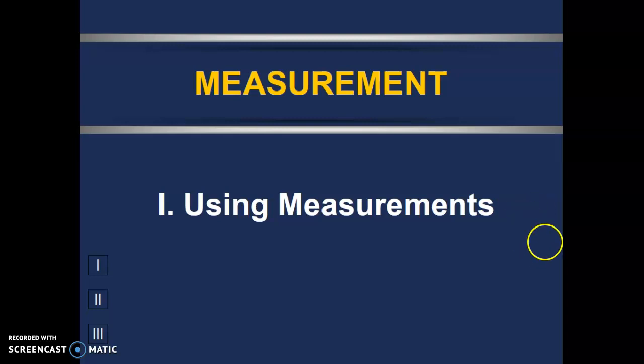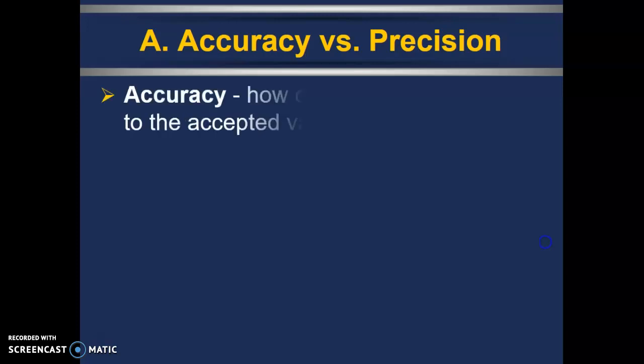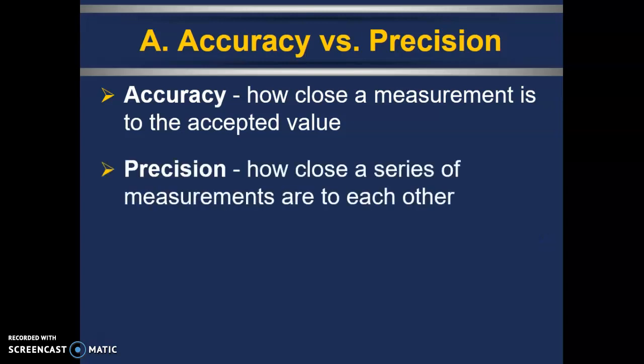Okay, so let's start with a couple of terms you may have heard before: accuracy and precision. You may have heard these terms before in other science classes, but let's review those definitions. Accuracy is how close your measurement is to the accepted value. You can think of this as how correct you are in your experimentation and measurements. Precision is how close a series of measurements are.